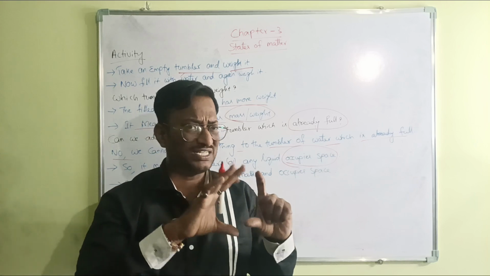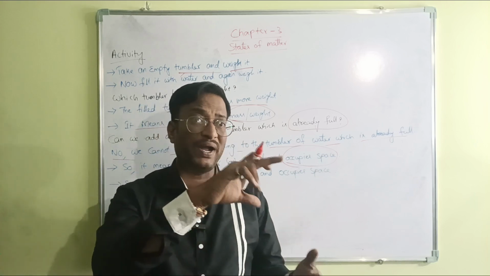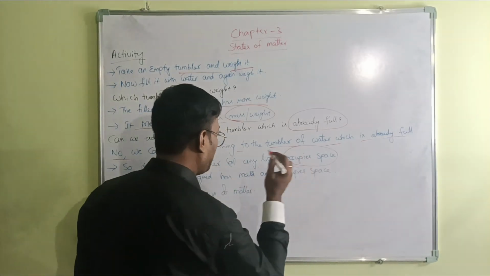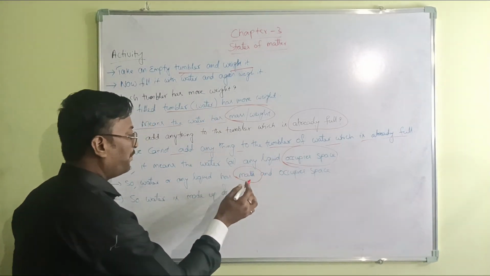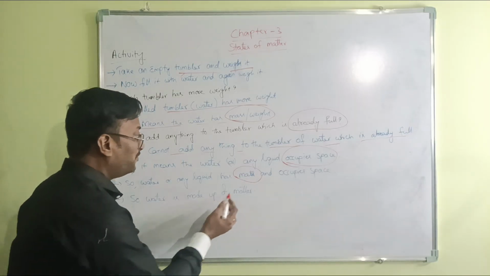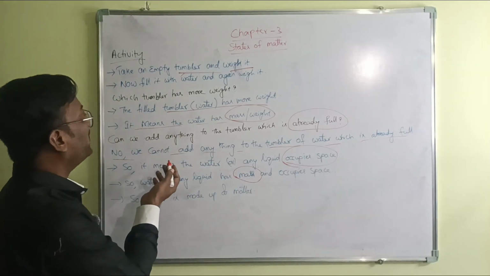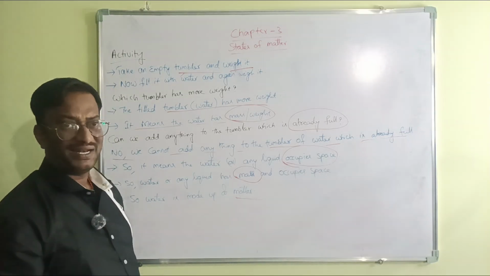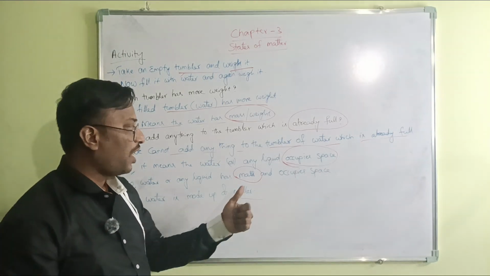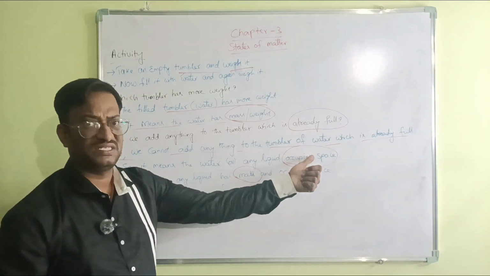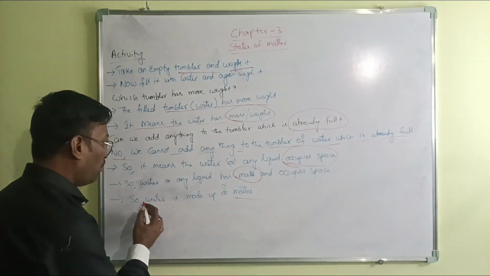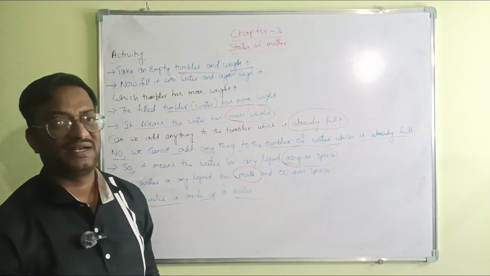So what is the meaning of it? It has occupied space. Two things happened here: one is it occupies space, and one is it has mass. So that is the definition of matter. The matter definition is, it has mass and occupies space. Both things are shown with the help of water. So water is made up of matter.